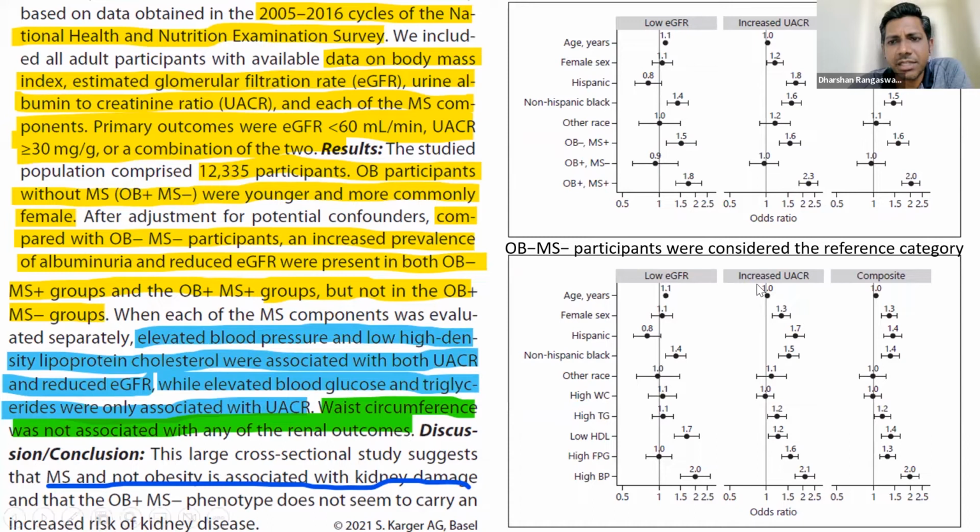Now the authors further looked at which component of the metabolic syndrome would contribute to CKD. What they realized is it's the low HDL levels and the high blood pressure. So it's the hypertension and the low HDL levels which contributed more towards the development of low GFR as well as elevated urine albumin creatinine ratio. So they not only proved that the metabolic syndrome per se and not obesity contributed to CKD, they also identified the components of metabolic syndrome which could actually impact the incidence of chronic kidney disease, and hypertension and low HDL were the major risk factors.